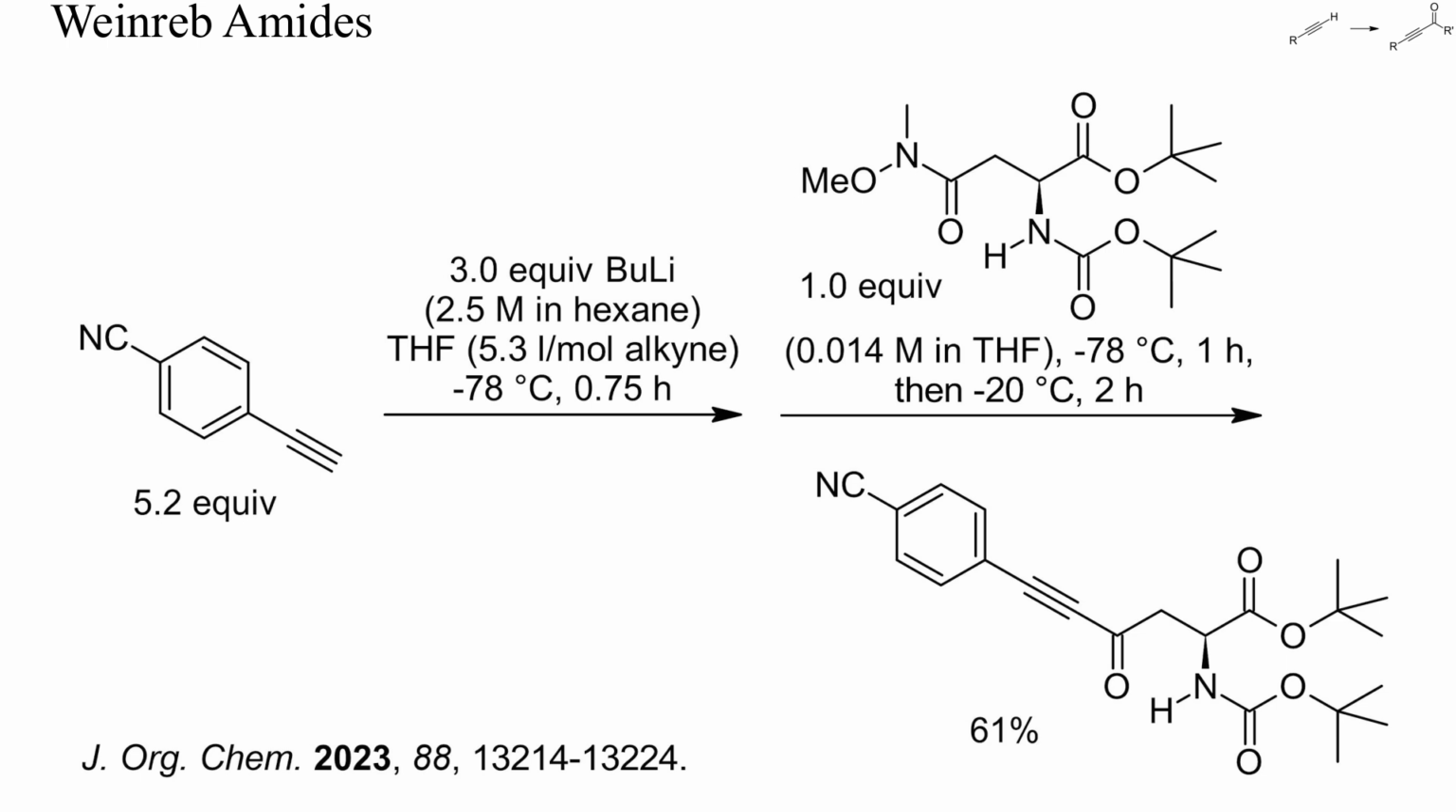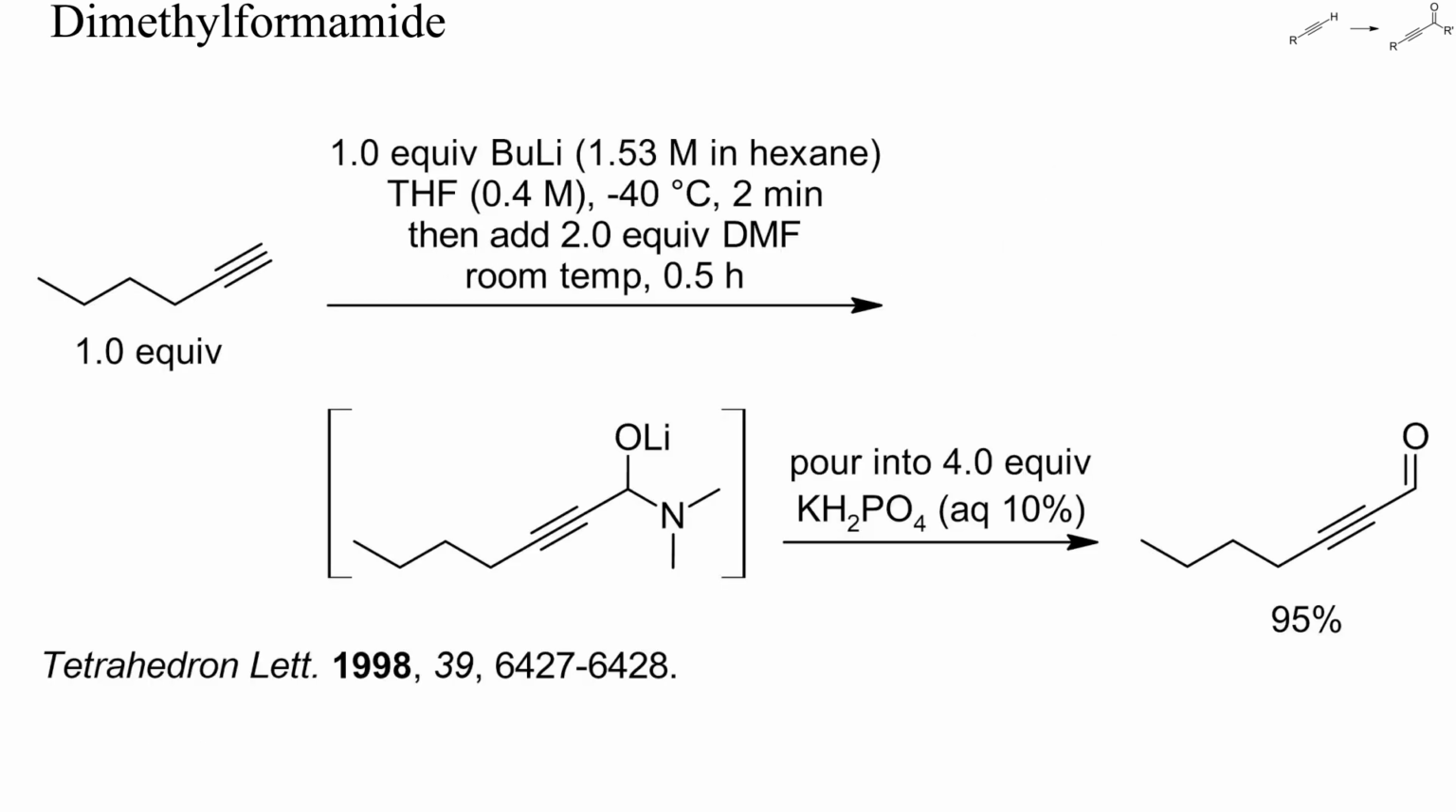Here, treatment of an aspartic acid-derived Weinreb amide with an excess of lithiated alkyne gave a moderate yield of the target ketone. Aldehydes are often prepared by adding DMF to polar organometallics. This also works with lithiated terminal alkynes, as shown here.